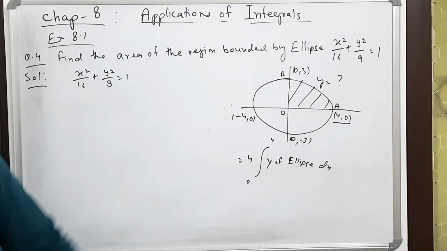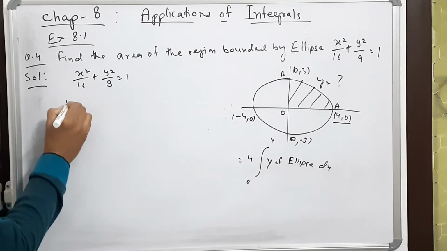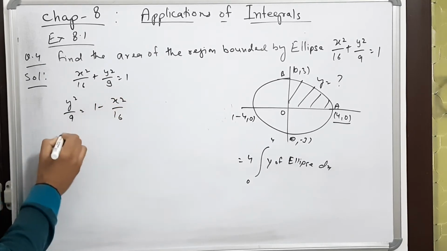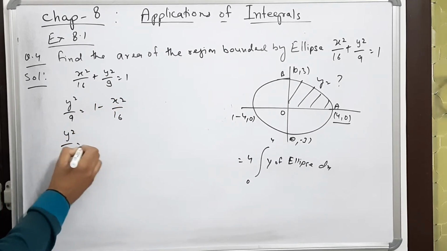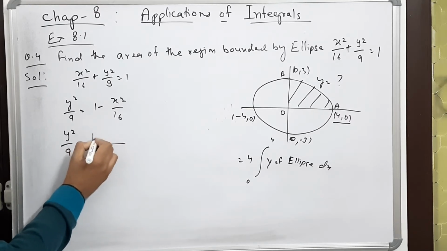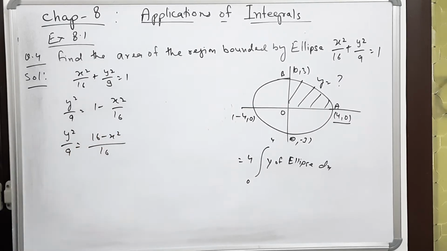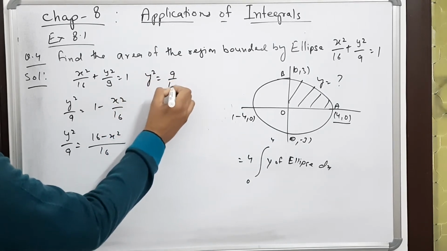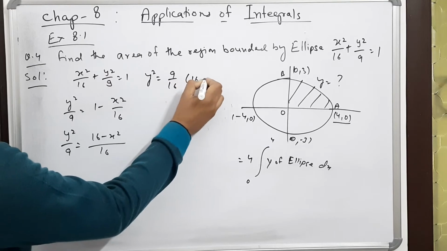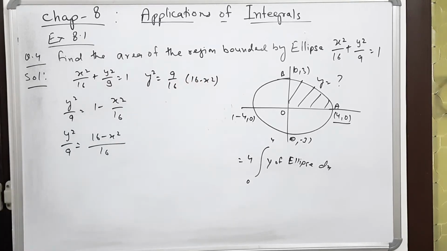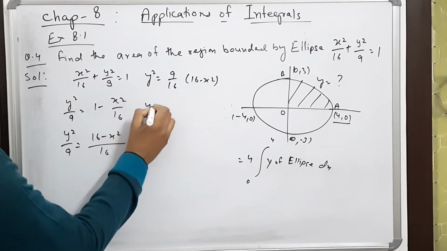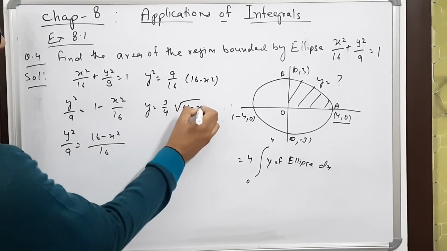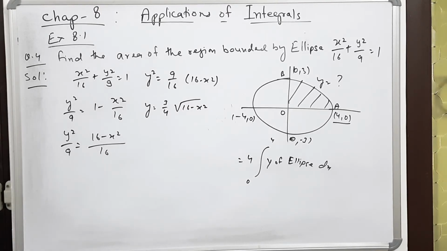So we need y of ellipse. So you see, y square upon 9 equals to 1 minus x square upon 16. y square upon 9, the LCM is 16, so 16 minus x square, or y square is 9 upon 16 bracket 16 minus x square. Please see this part. Or y equal to 3 by 4 root 16 minus x square.